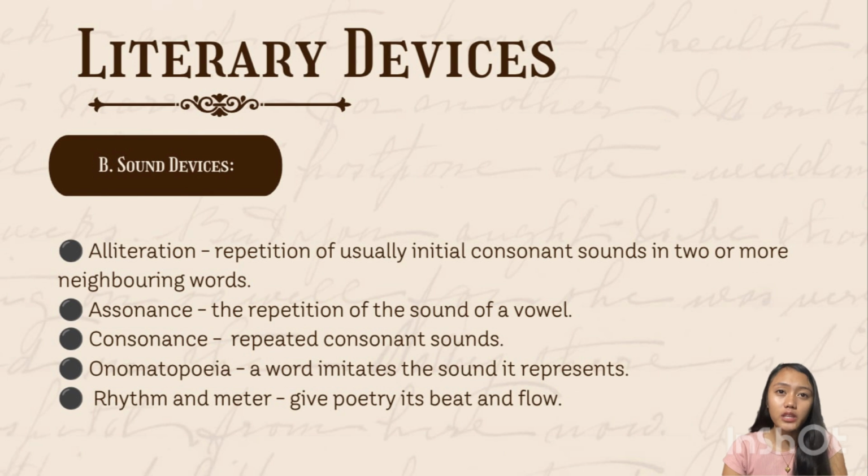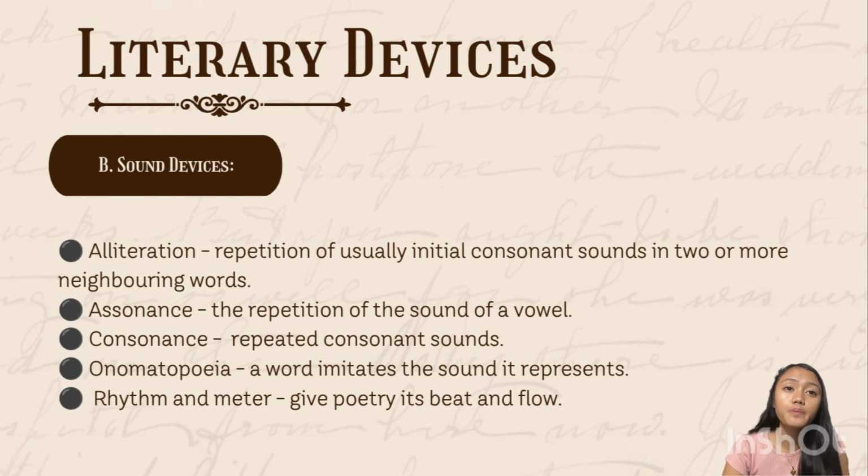Next is the onomatopoeia. It is a word imitates the sound it represents. For example, if bomb gani is matik, ang tingog ana is boom. If cat sad is ang tingog ana is meow jud. And if sa iro or sa dog, ang tingog ana is arf arf. So meaning ana, it imitates the sound nga gi-represent ana.